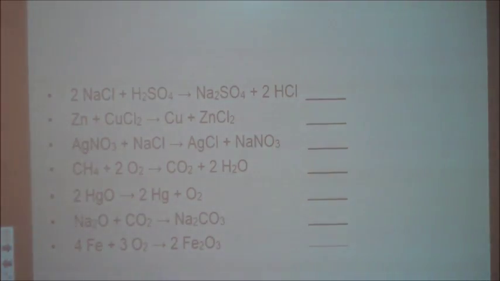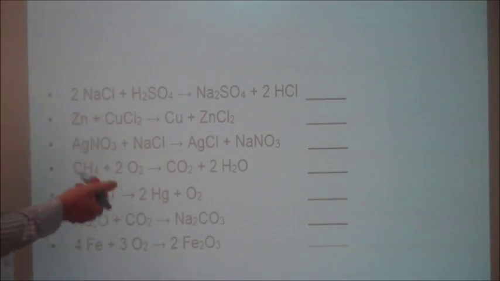Alright, take a minute, pause the video, go ahead and complete these on your own, just label what type of reaction it is. We'll do the first one together. So what you want to do when you're tackling these is notice if there's a couple, so if there's two elements or if it's just a single element.